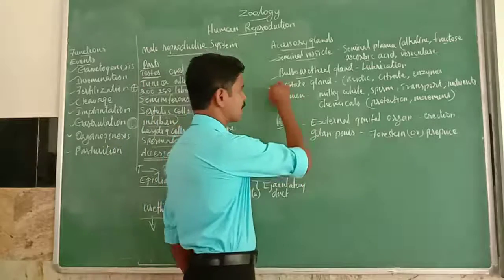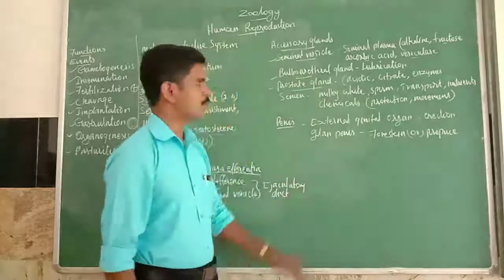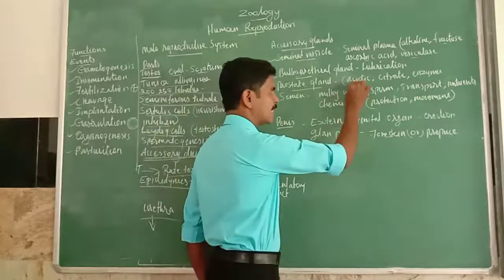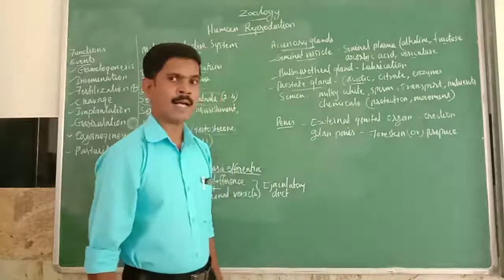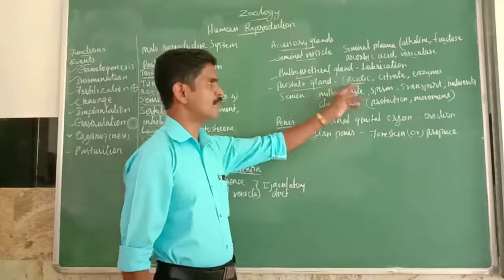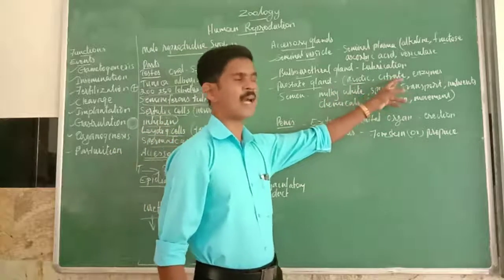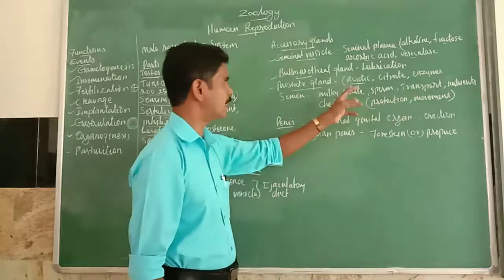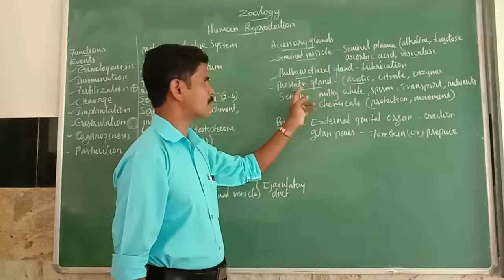The next gland is the prostate gland. This prostate gland secretes a fluid. This fluid is acidic in nature. This fluid consists of citrate and many enzymes. Citrate and many enzymes are present in the fluid secreted by the prostate gland.